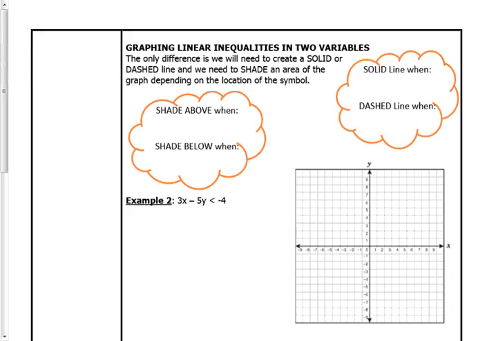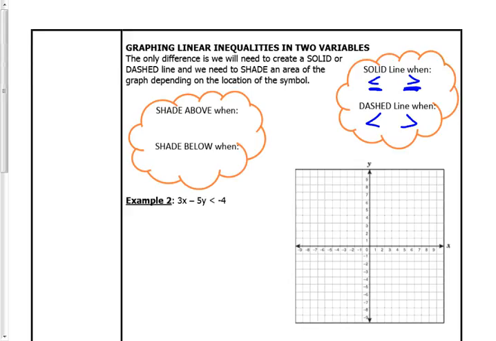Okay, you're going to have a solid line if you see these symbols with the solid line underneath them. Okay, so this is less than or equal to, greater than or equal to. So if you see that there's a line underneath your symbol, then you need to draw a solid line. If there is no line underneath your symbol, that's when you do the dash line. Okay, that's the first thing.